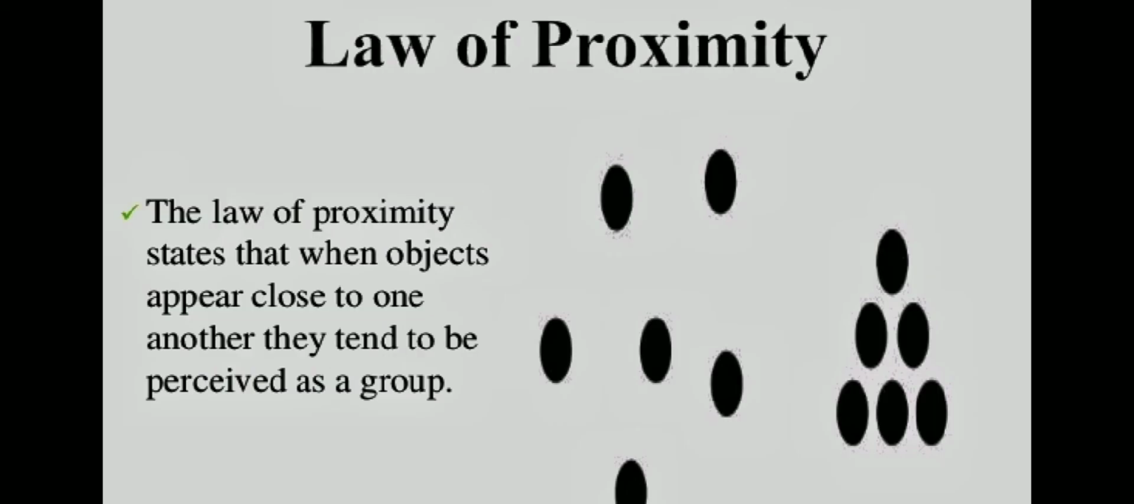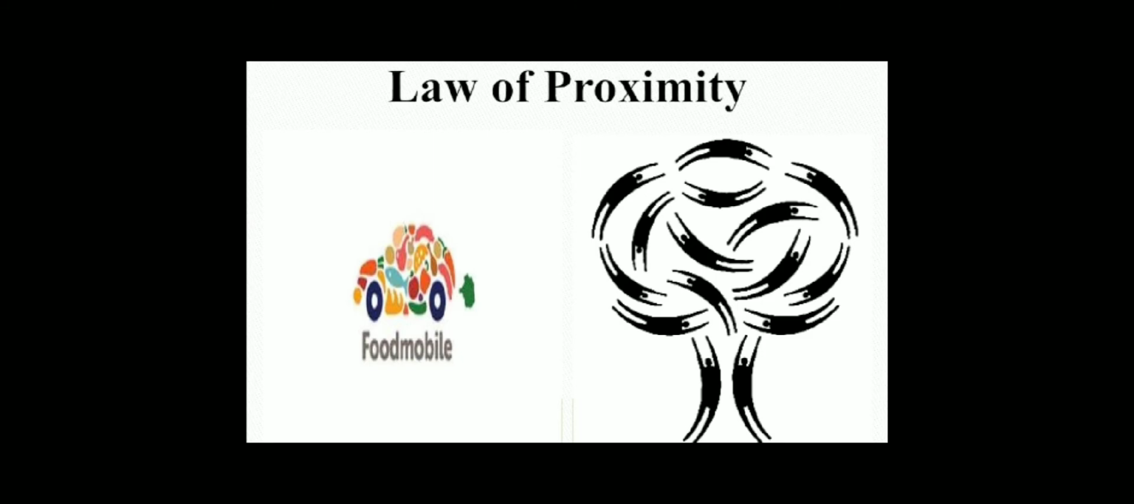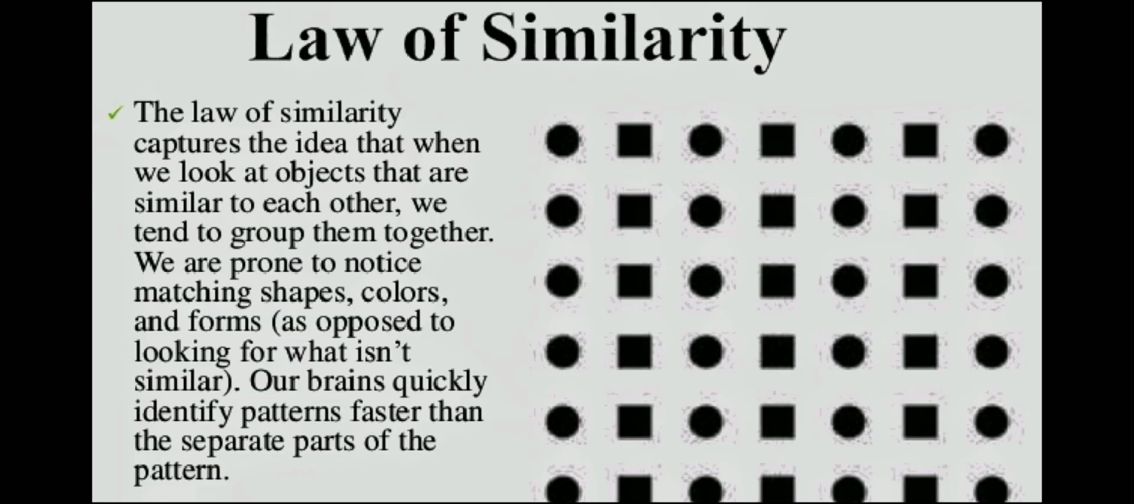The first principle is the law of proximity. It is the law that states that when objects appear close to one another, they tend to be perceived as a group. The second principle is the law of similarity. It captures the idea that when we look at objects that are similar to each other, we tend to group them together. We are prone to notice matching shapes, colors, and forms, as opposed to looking for what isn't similar. Our brains quickly identify patterns faster than the separate parts of the pattern.